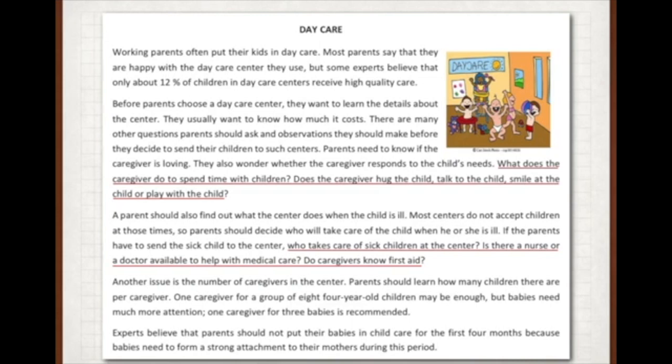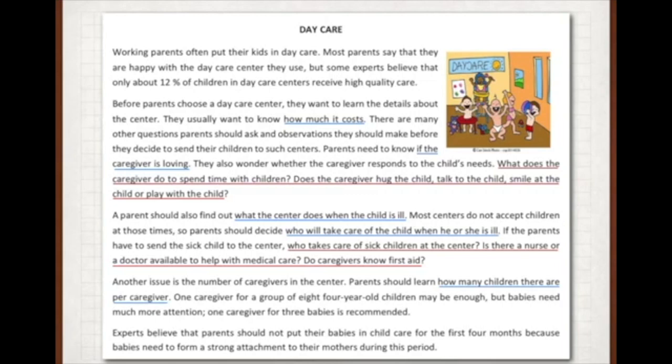Now, did you find the hidden questions in the text? I'll show you one. For example, how much it costs. Now, of course, this is not a question, because you don't have a question mark, but it's a very important problem. They usually want to know how much it costs, they being the parents. Now, there are other hidden questions in this text. For example, if the caregiver is loving, or what the centre does when the child is ill, or who will take care of the child when he or she is ill, or how many children there are per caregiver.